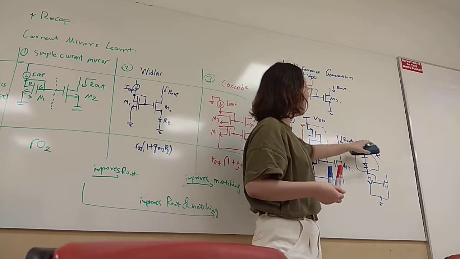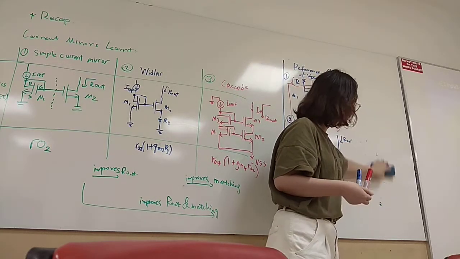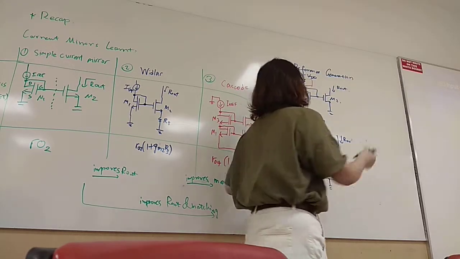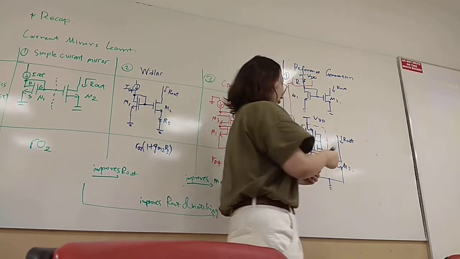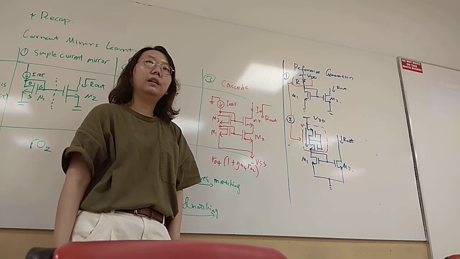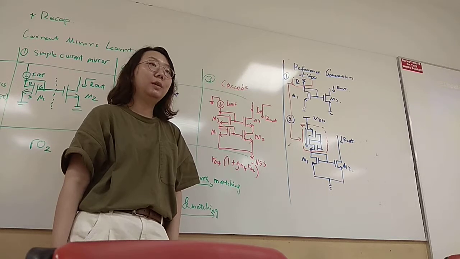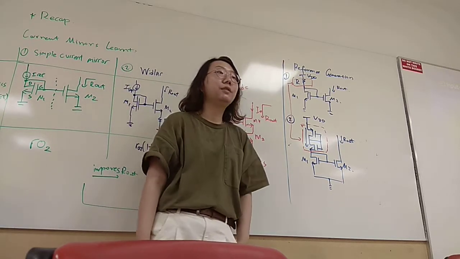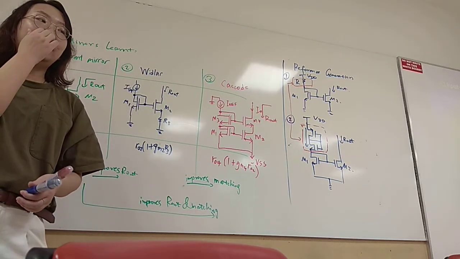Because these two methods are actually the same, the disadvantages are actually the same as well, right? The current generated in this branch will be sensitive to VDD as well. So both are sensitive to VDD changes. Once your VDD changes, your IREF will change. So these two methods are not very smart.